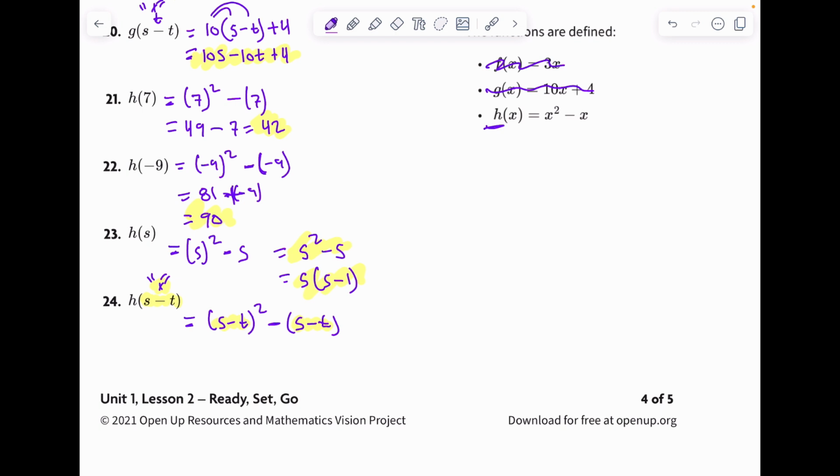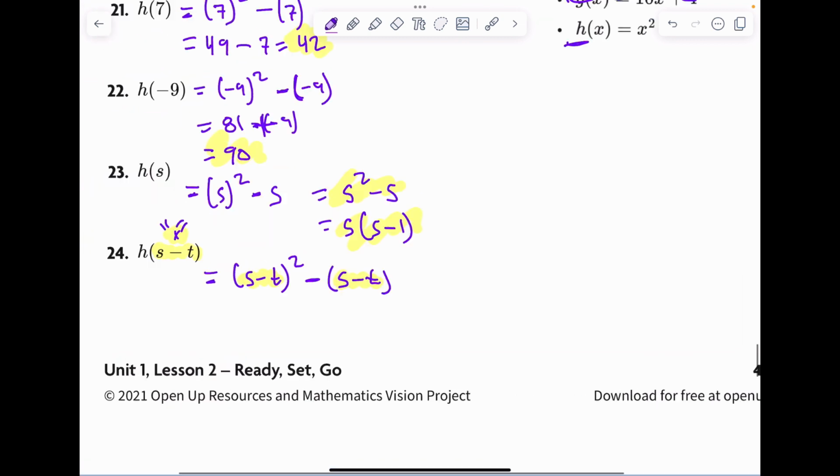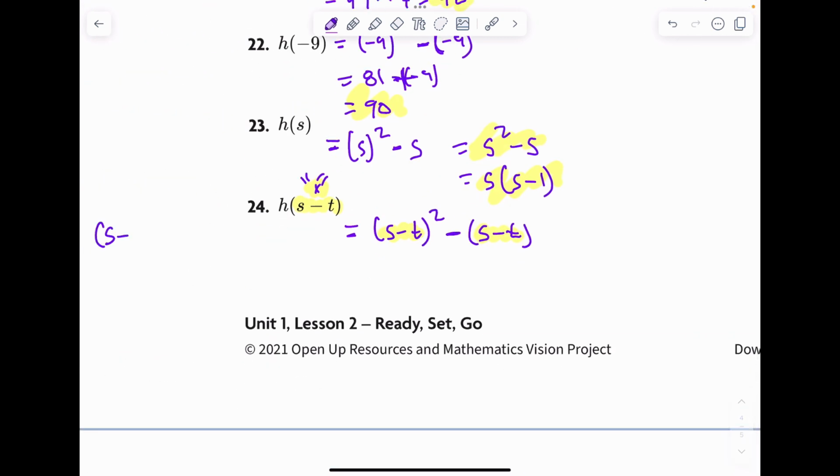We need to do that. Let's FOIL this out. Let's expand it. So let's do this on the side because this is crucial. s minus t times s minus t. I have to FOIL, or just think about this as distributing. So this first one goes to this first one. s times s is s squared. And I'm left with s times negative t.